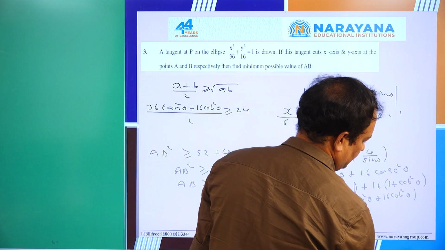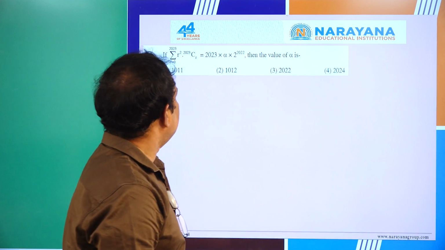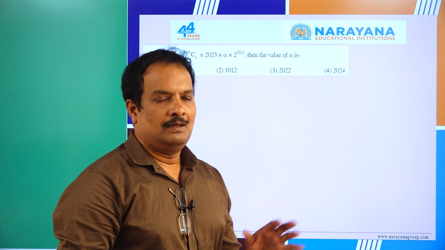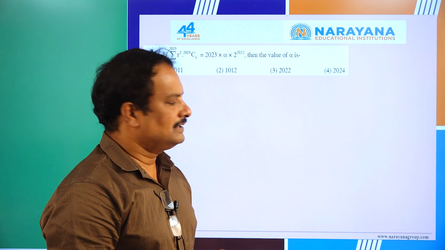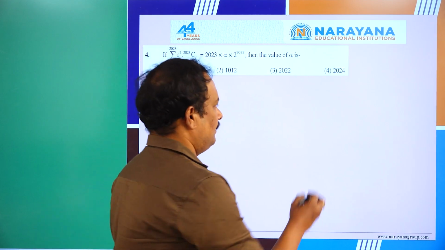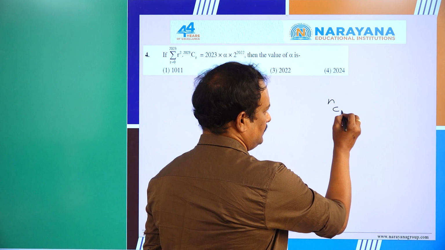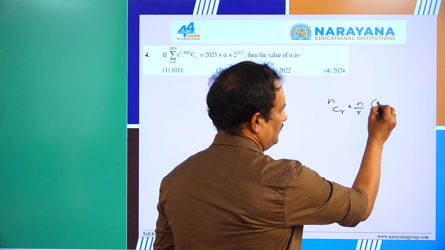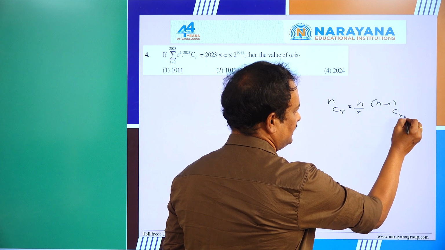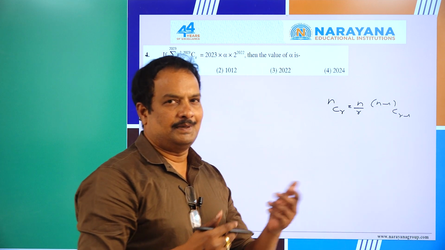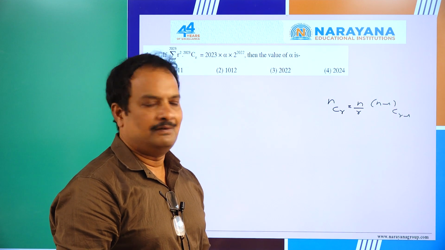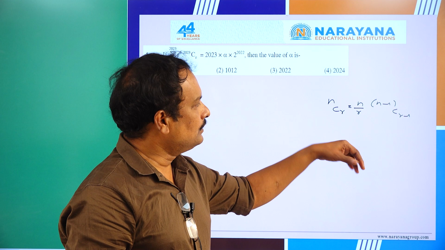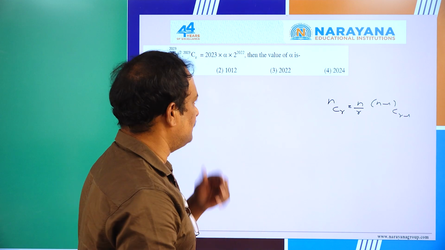Now let's go for the next question. So in this case, sigma r square into 2023 CR is the given one. Of course, we are supposed to recall the formula, that is NCR. What is NCR actually? From permutations and combinations, we know that NCR is n by r into n minus 1 C r minus 1. Again and again you can apply this any number of times, of course. What I mean is n by r into, again n minus 1 by r minus 1 into n minus 2 C r minus 2. If necessary, we can apply that.